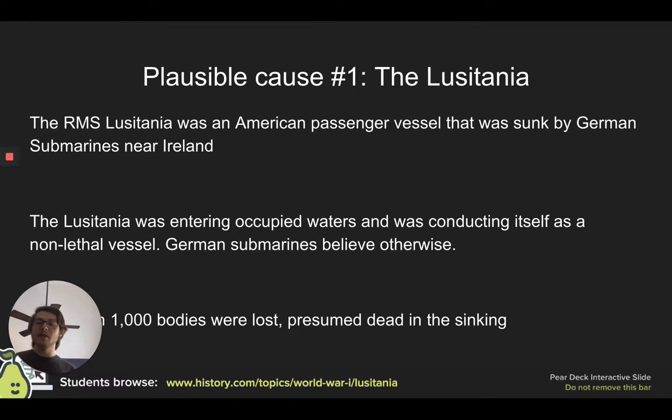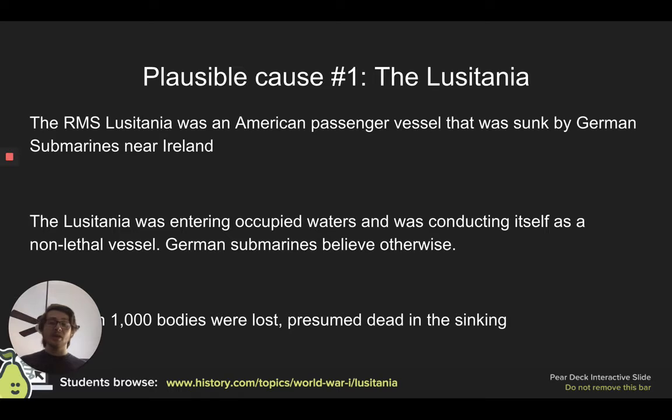So the RMS Lusitania, this is the first plausible cause, and this is a big one. The RMS Lusitania was an American passenger vessel that was sunk by German submarines near Ireland. So essentially, Germany has submarines all over the coast off of the UK and off of Europe. They're in the Atlantic all over the place. And what happened is they told ships, hey, if you have weapons, if you have gear, if you have contraband, we are authorized to shoot you.